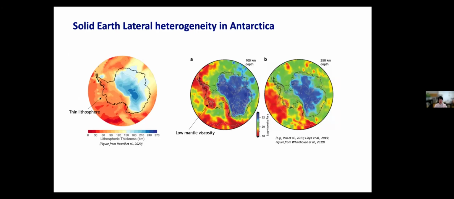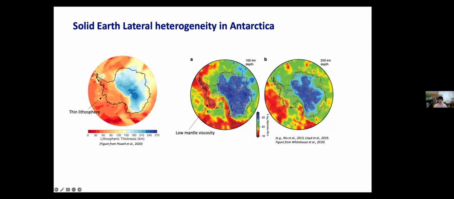This slide shows the solid Earth profile in Antarctica, and it really shows strong lateral heterogeneity. The thin lithosphere shown in the left plot shows that in West Antarctica, the lithosphere is pretty much below 100 kilometers, or even 60 in some regions. On the right-hand side, the plots show mantle viscosity at 100 kilometers depth and 250 kilometers depth.